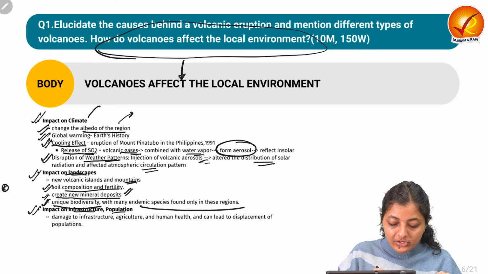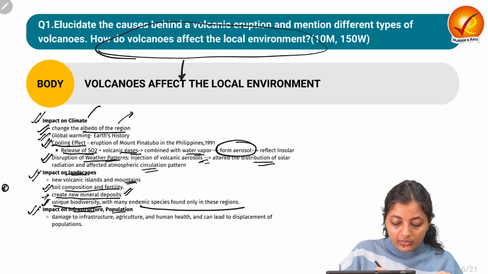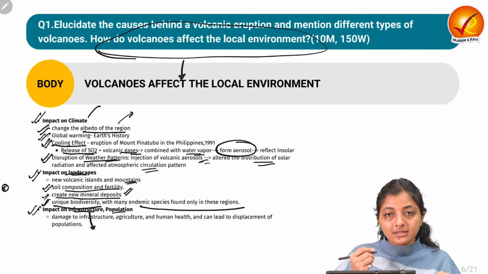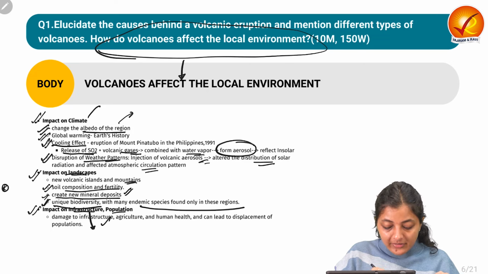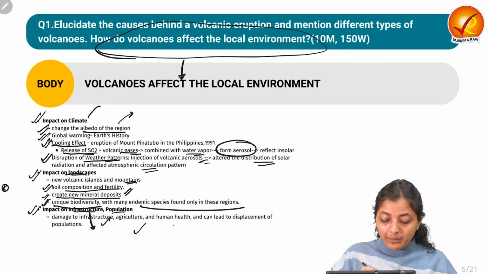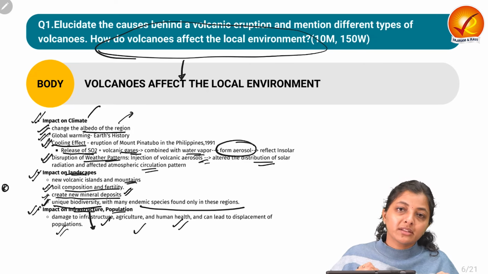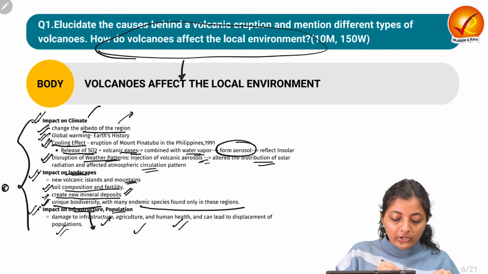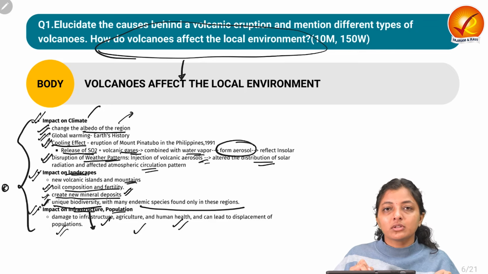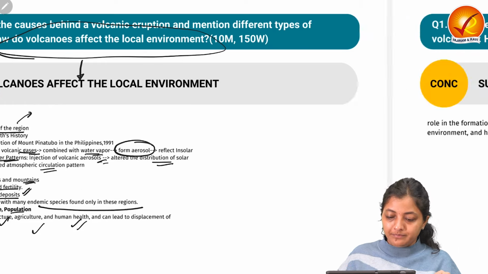Then talk about infrastructure and population. When a volcanic eruption occurs, it damages infrastructure and agriculture, impacts human health, and causes displacement of the population where the eruption occurs. So you can talk about the different dimensions of the impact of volcanic eruption.